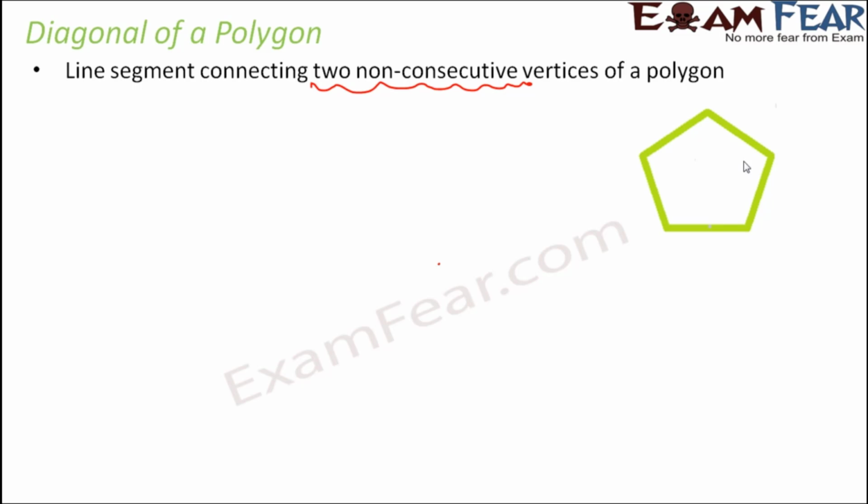Let's look at the criteria. It is a closed curve. Yes. It is a simple curve. Yes. It is made up of only line segments. Yes. It is made up of 5 line segments. So this is a polygon.